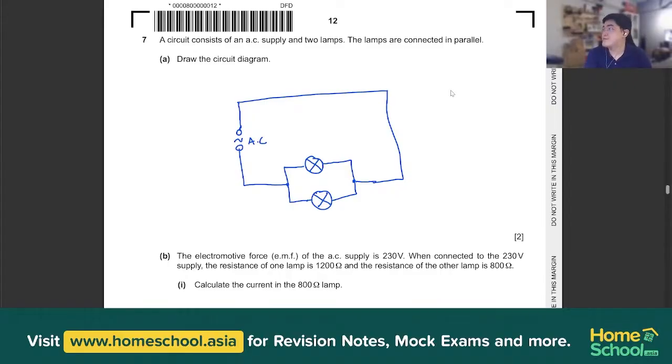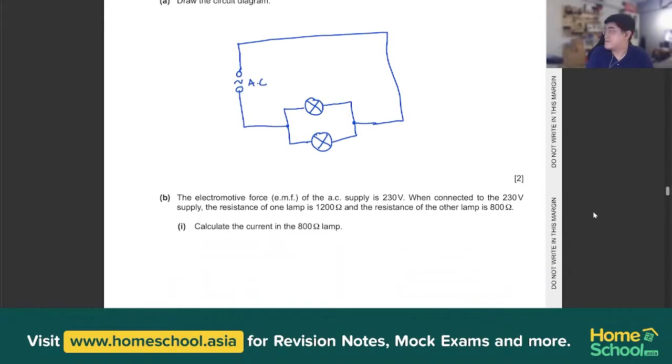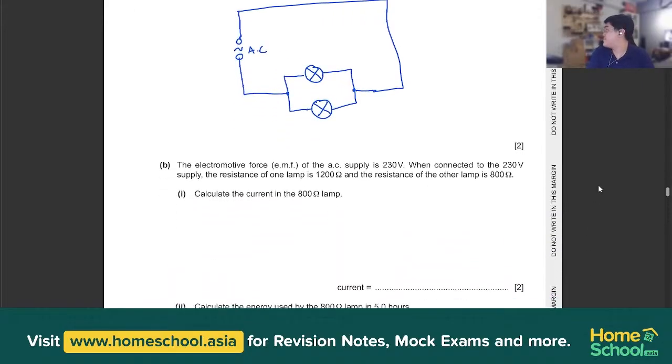First, you must have the AC, which gives you 1 mark. And the second mark is for everything being connected to two lamps like this, which is parallel. They must be connected in parallel. This is a parallel circuit.